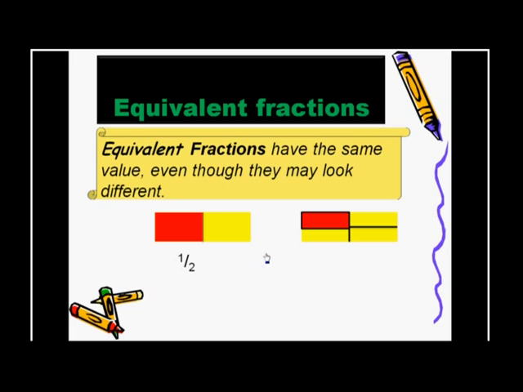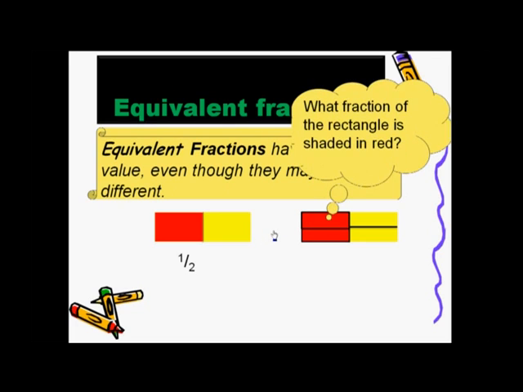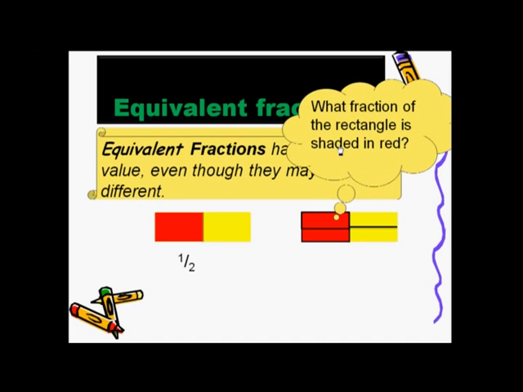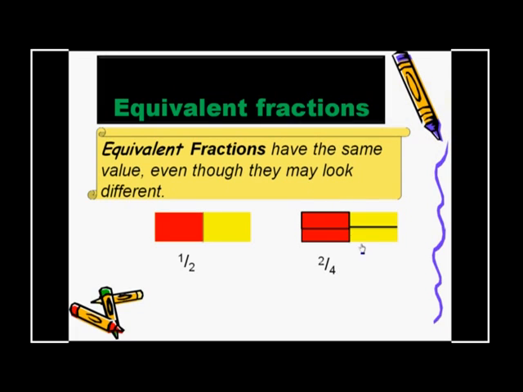Now, tell me, what fraction is shaded in red here? Okay, I heard you. 1 out of 4, which is a quarter. Now you tell me. Is this a quarter? Is this a quarter? Here's the question. What fraction of the rectangle is shaded in red? What is your answer? Did you say 2 out of 4? Exactly, 2 out of 4. However, 2 out of 4 is equivalent to a half.